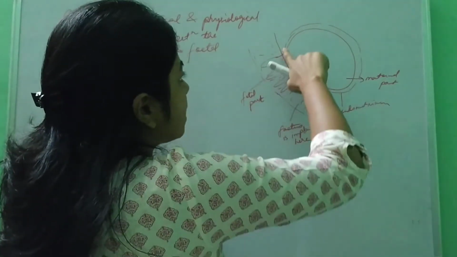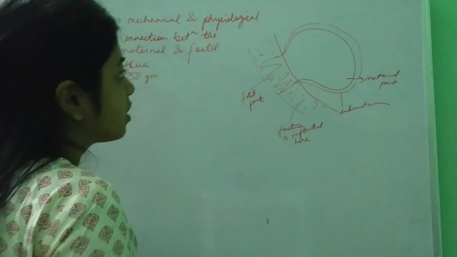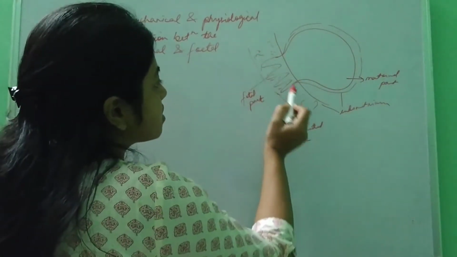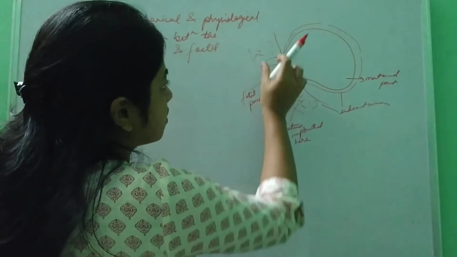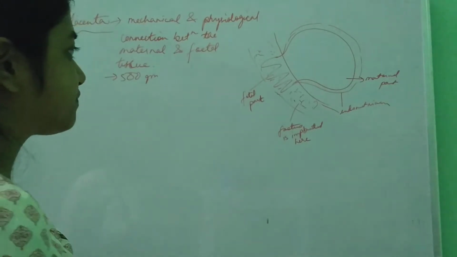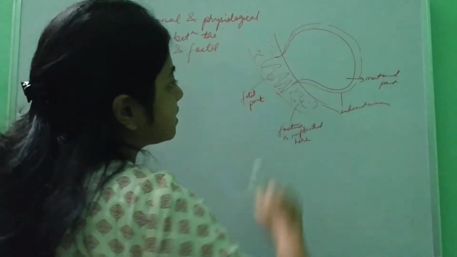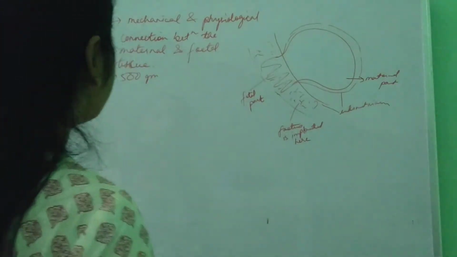The endometrium lining will also surround the maternal part. So the main part where the fetus is implanted will be this part. In this part the fetus will be implanted. So here in between the placenta is formed.